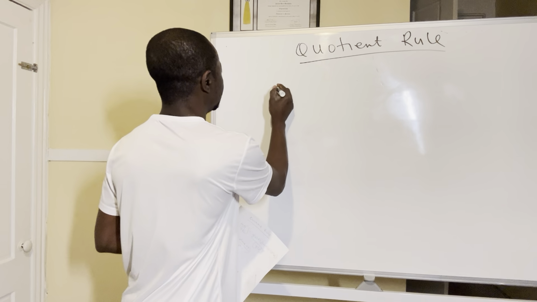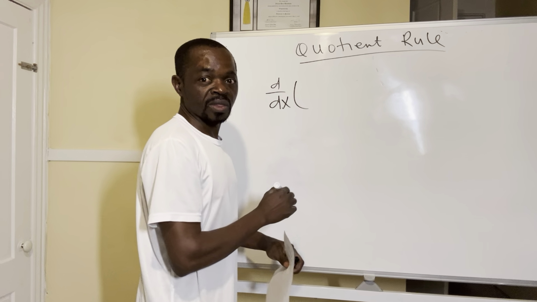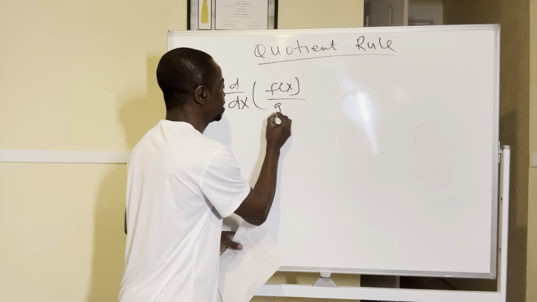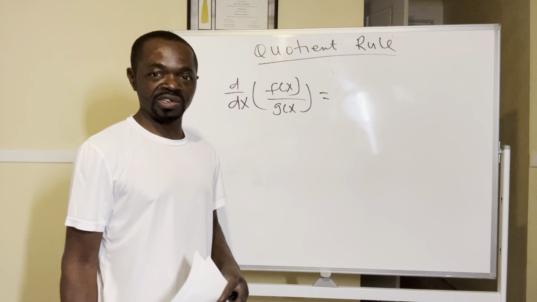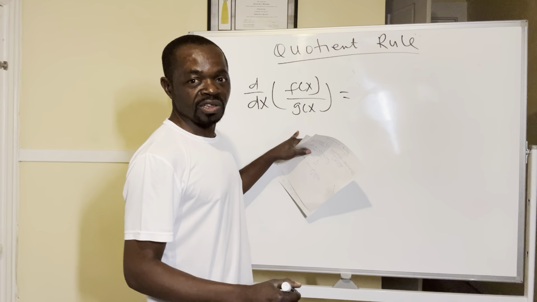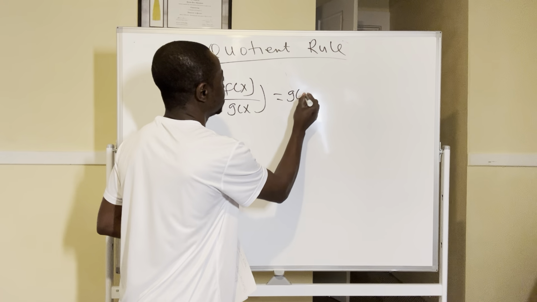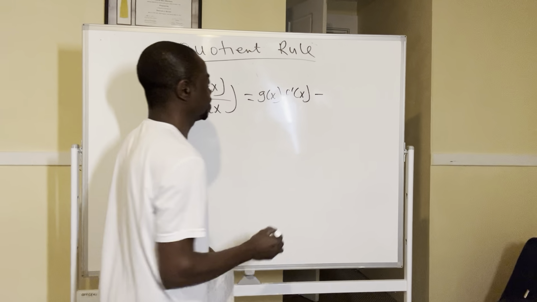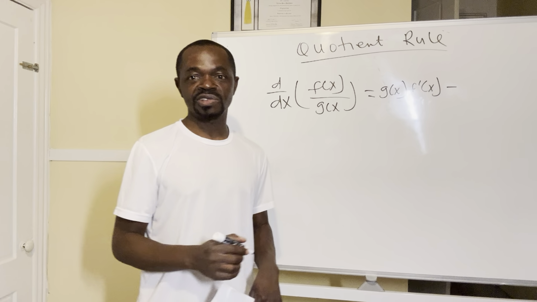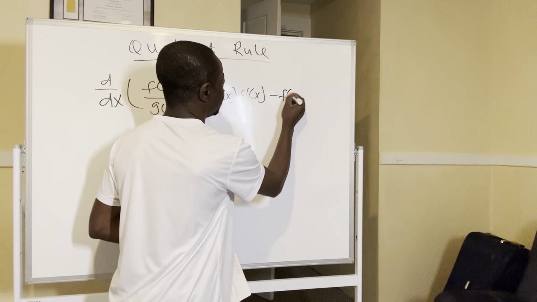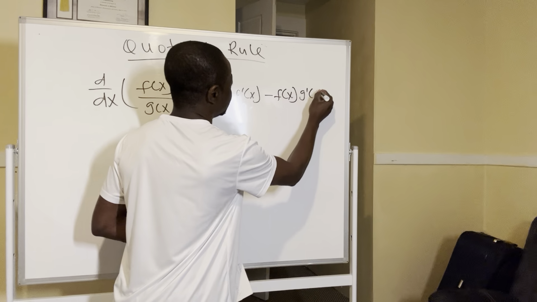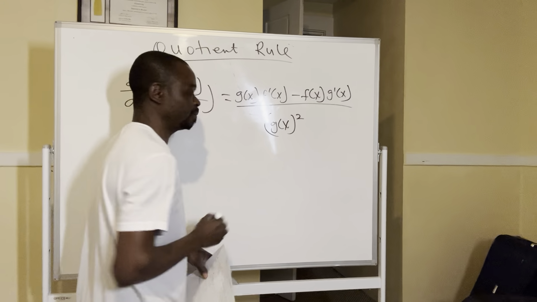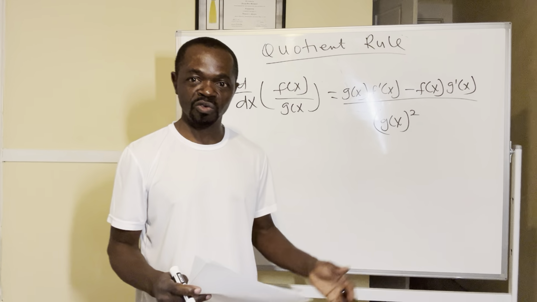So for instance, if you have d/dx of two functions, let's say f of x divided by another function which is g of x. The quotient rule says you hold g of x as a constant, then you differentiate f of x. So we have f prime of x, then minus, you hold f of x as a constant, then you differentiate g of x. So f of x, g prime of x, and all over the function g of x, then you square it. Right, so that's the formula we're going to be dealing with.